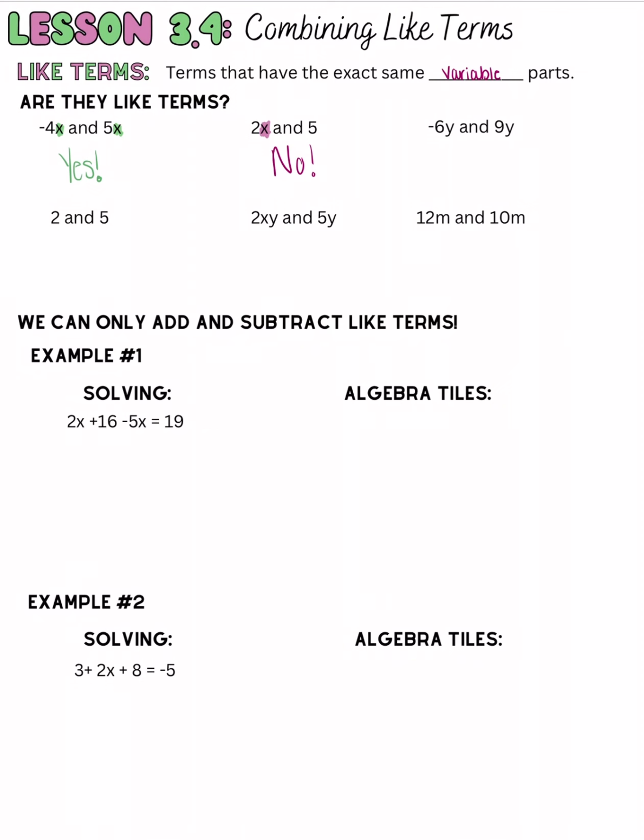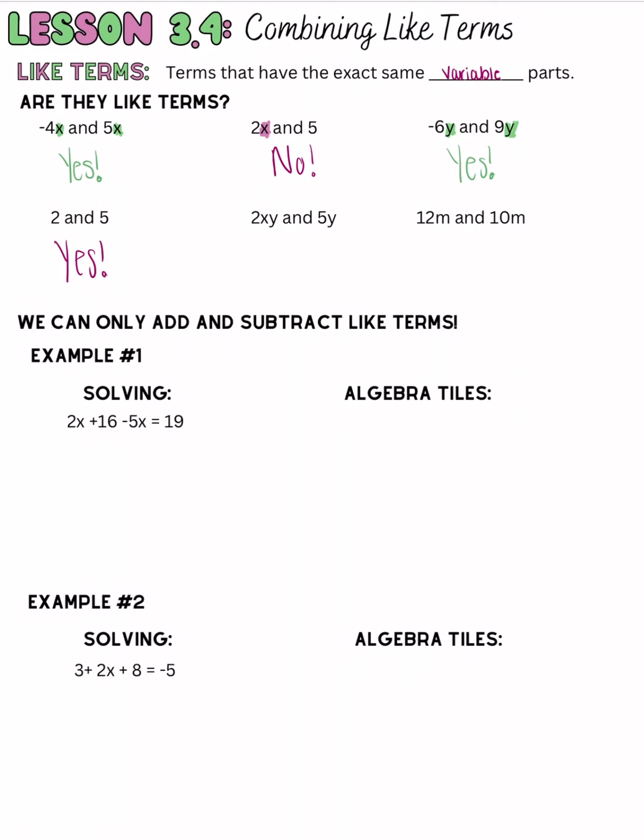Negative 6y and 9y, yes, we could combine them because they have the exact same variable part. Then 2 and 5 have the exact same variable part. They just don't have a variable. They're both numbers. So yes, we can combine them. Woohoo.